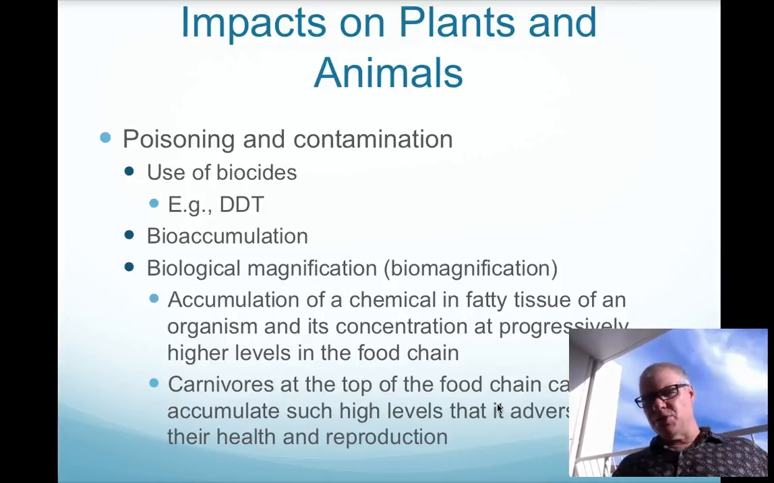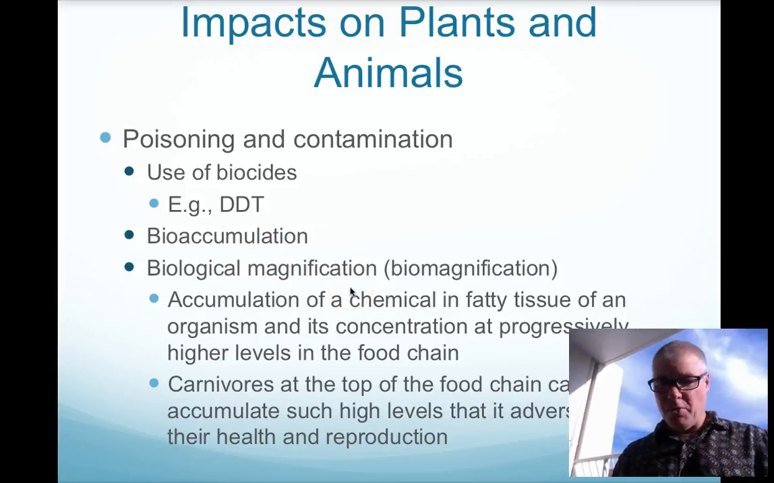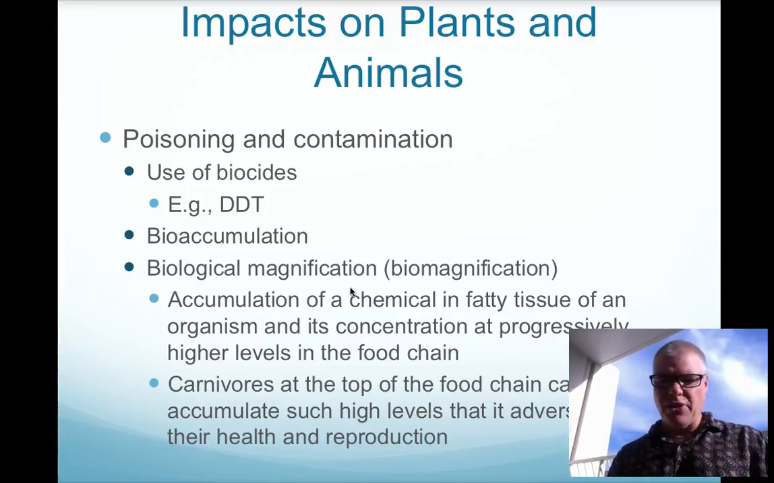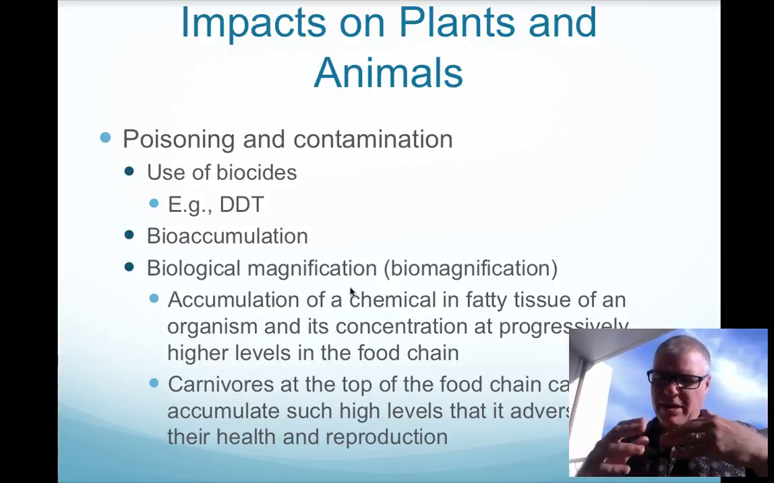Another huge thing that people don't usually appreciate too much is the impacts on plants and animals from poisoning and contamination. A big example of this was poisons like DDT, which were used extensively in agricultural areas in the 1950s and 1960s, which do something called bioaccumulation and biomagnification. Bioaccumulation has to do with the fact that these poisons will concentrate in the fatty tissues of animals, and so those poisons keep increasing as an animal's exposed to it year after year.